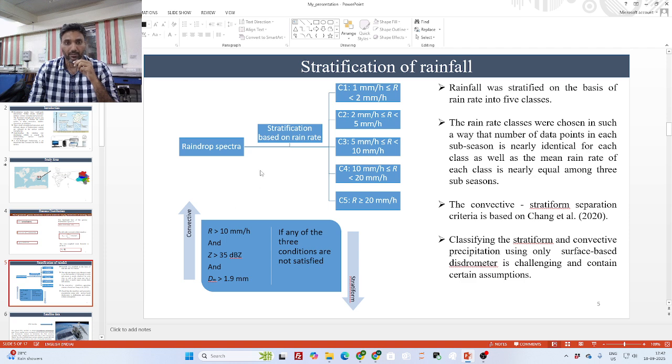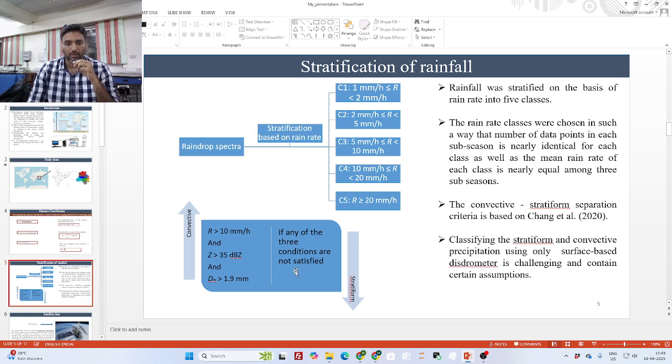In order to analyze, we have also stratified rainfall based on two criteria. First is based on rain rate, and based on rain rate, we have stratified the raindrop spectra into 5 rain rate classes. These are the classes from 1 to 2, 2 to 5, 5 to 10, 10 to 20, and greater than 20 millimeter per hour rain rate. The rain rate classes were chosen in such a way that the number of data points in each subseason is nearly identical for each class, as well as the mean rain rate of each class is nearly equal among the 3 subseasons. This is the standard practice while choosing the rain rate classes.